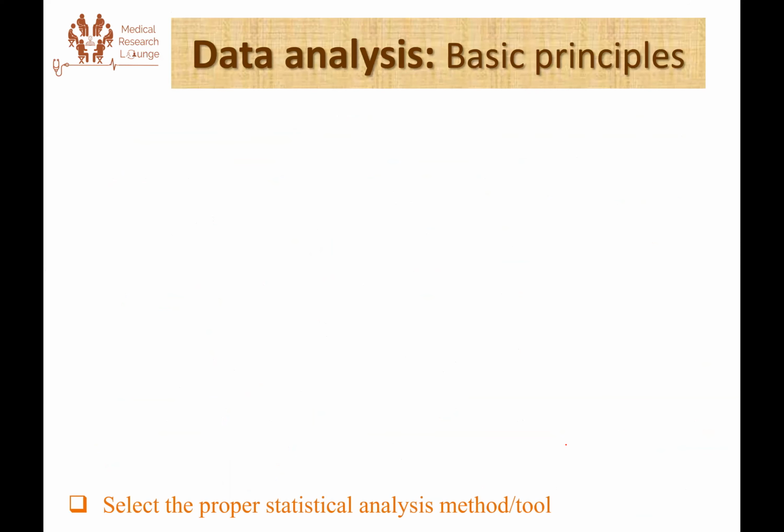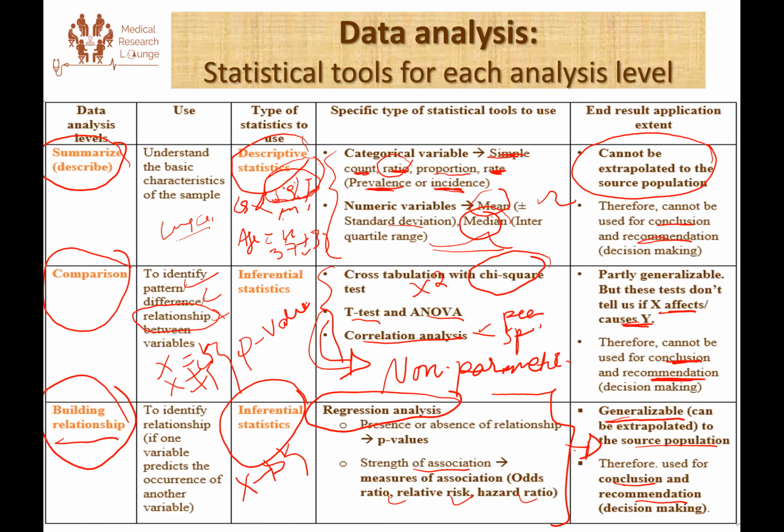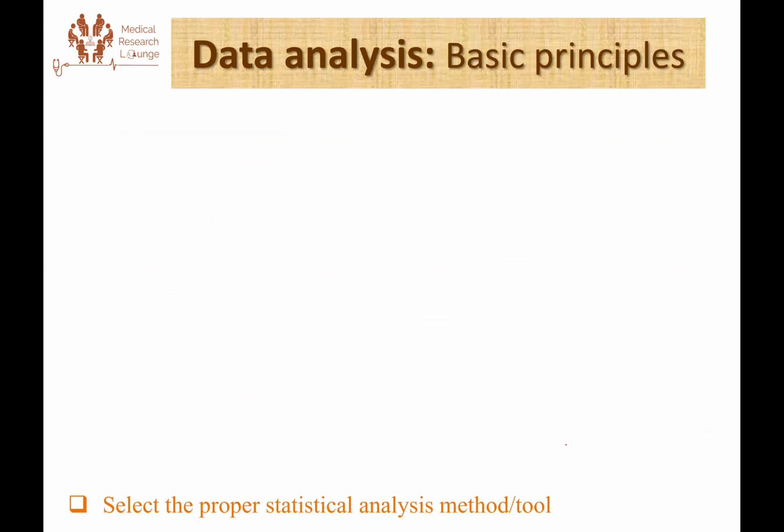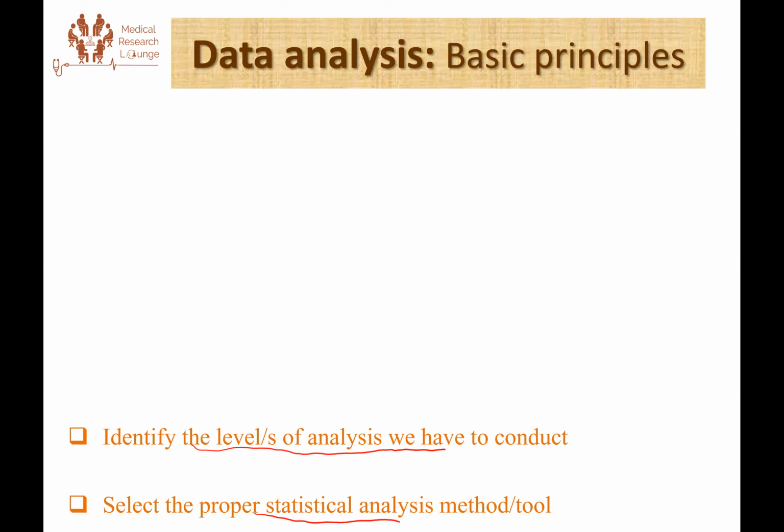To see the basic principles, as you have seen in this table, the most important thing in data analysis is to be able to select the proper statistical analysis method. But to do that, we have to be able to identify the level of analysis that we have to conduct. We have different statistical analysis methods, and we have to pick the proper one for our data. To do that, we have to understand how many levels of analysis I am supposed to do. Is it just descriptive? Do I need comparative? Do I have to do further analytic or regression analysis? After identifying this and picking the right statistical analysis method or tool, we can run our analysis.